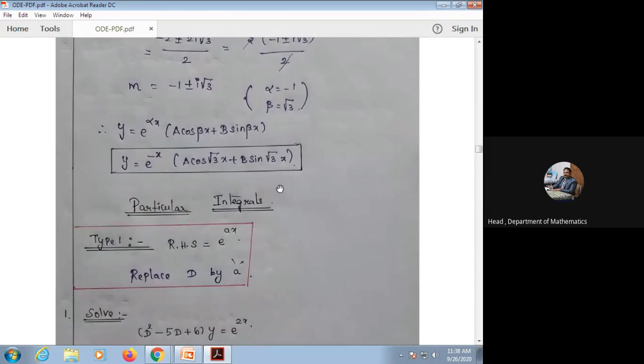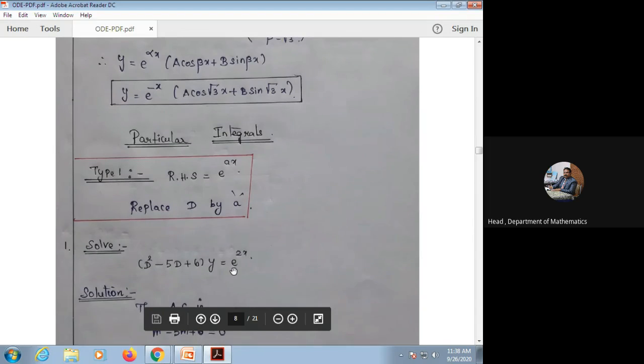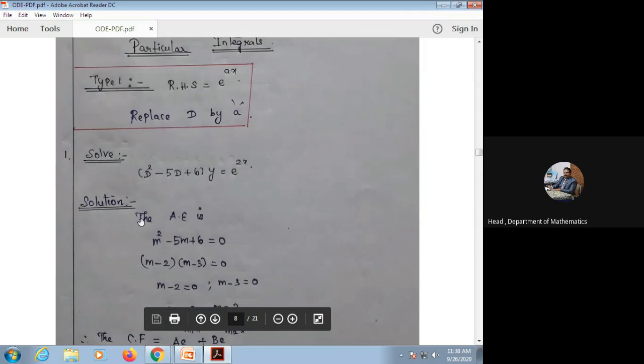Next, the particular integral. There are four types of particular integral problems. The type 1 is when the right hand side value is e power ax. In this case, we have to replace D by the coefficient of x, that is a. This is the type 1 problem. So, first question: solve D squared minus 5D plus 6 into y equal to e power 2x.